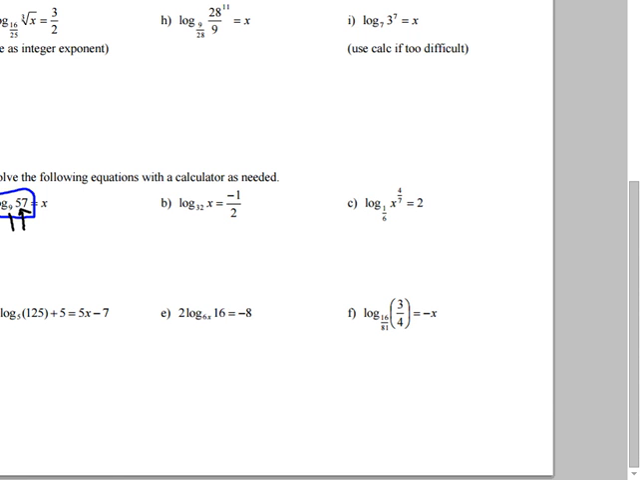All right. Hardest one other than that is probably this one, and it's just, if you know what log base 5 of 125 is, all of a sudden the problem's easy. And I know what it is. I hope you do.